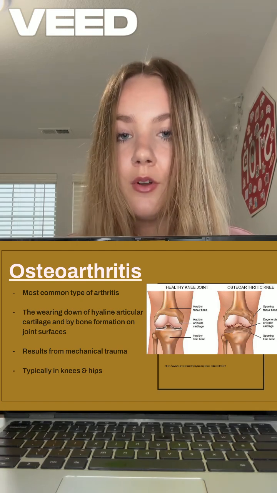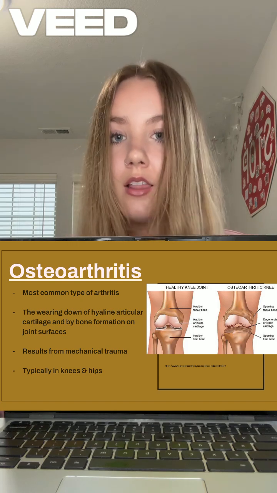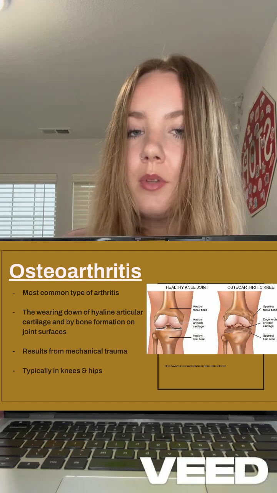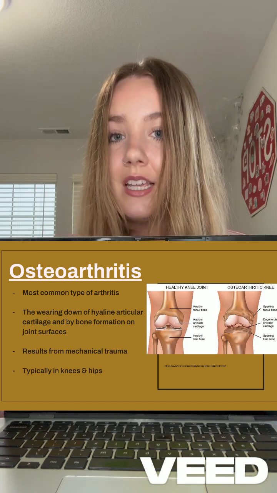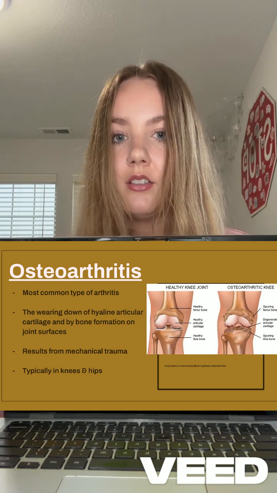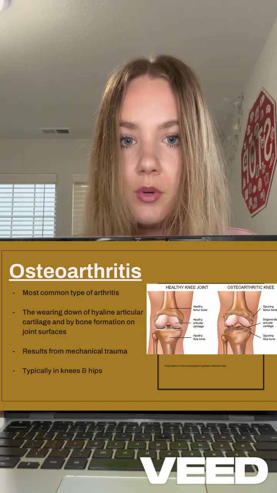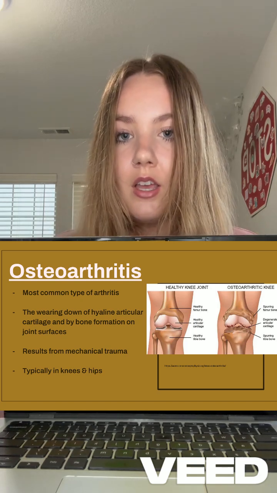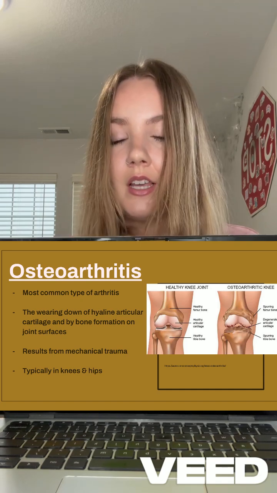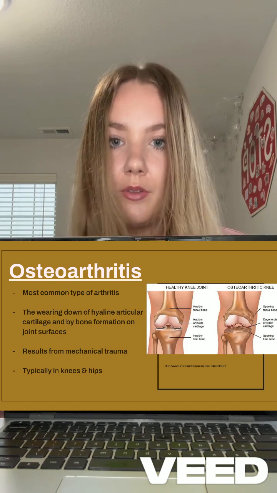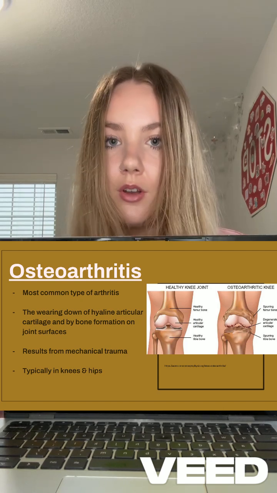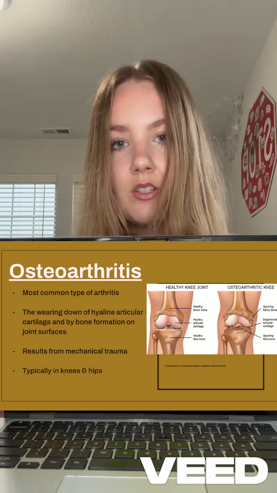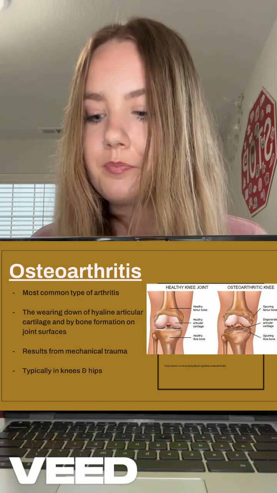So what this type of arthritis does is it's the breakdown of hyaline articular cartilage and even bone formation occurring in those joint areas. The most common place you're going to see this type of arthritis are knees and hips, but it still can happen and occur in other joints in the body. It's also known as degenerative joint disease. If you look at this picture right here, you have a side-by-side of a healthy knee and then a knee that has osteoarthritis. With that osteoarthritis knee, you see that cartilage wearing down and even bone spurs taking place in that joint.